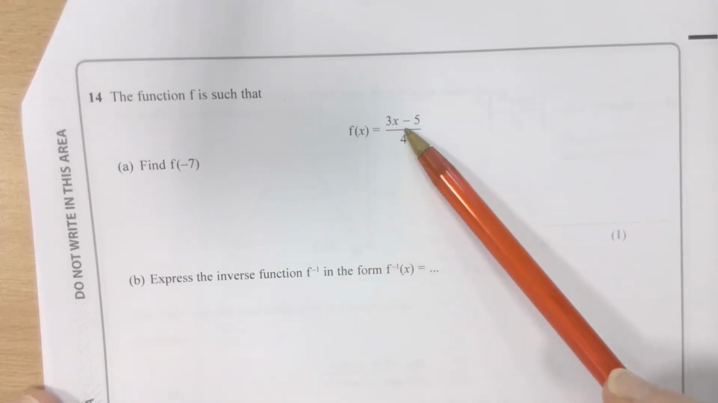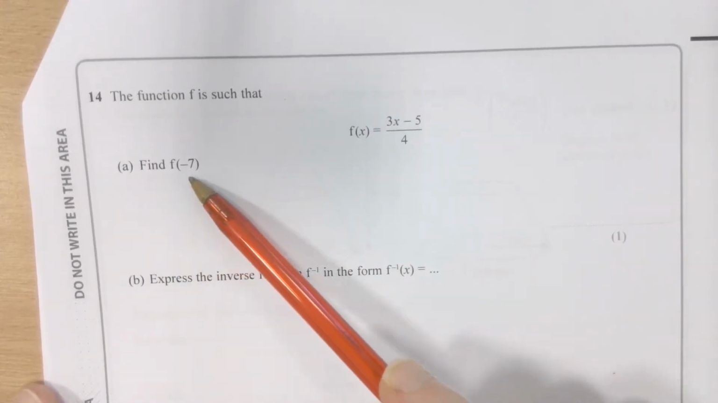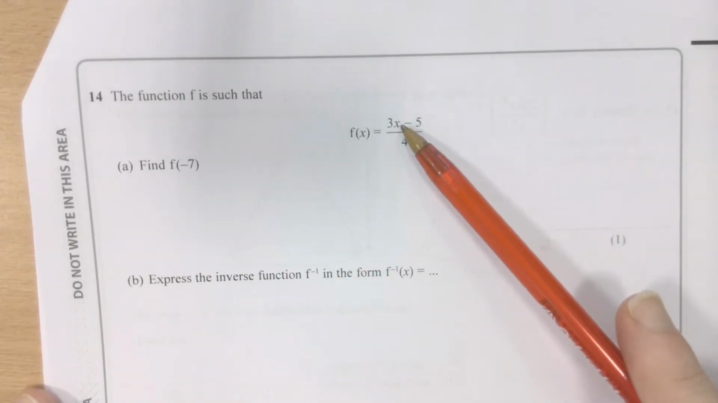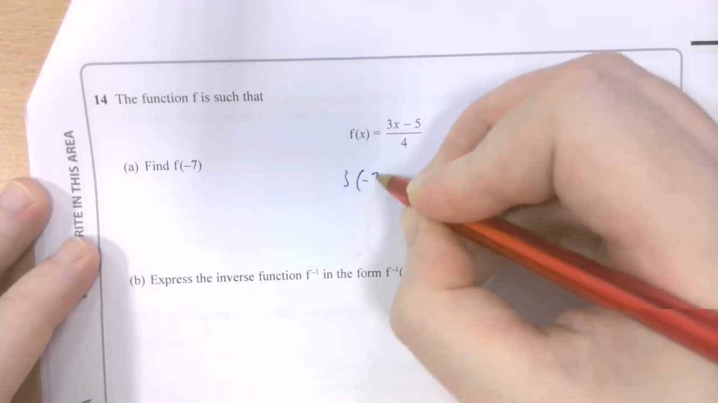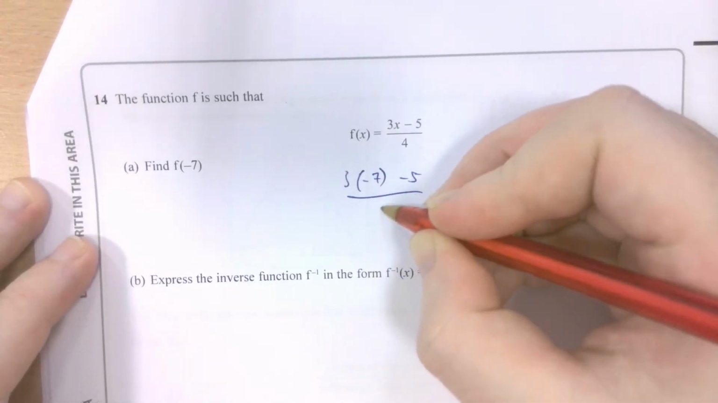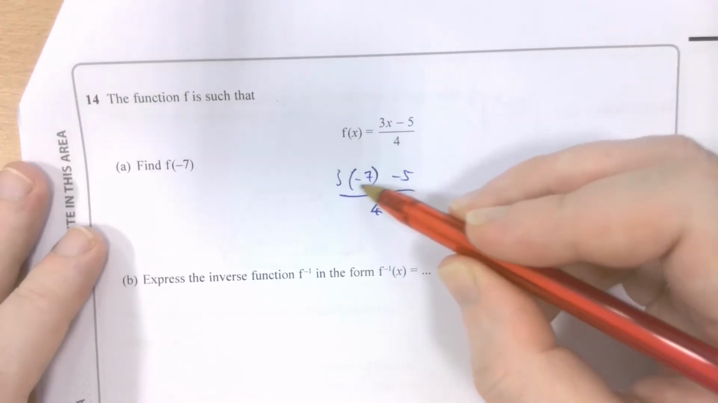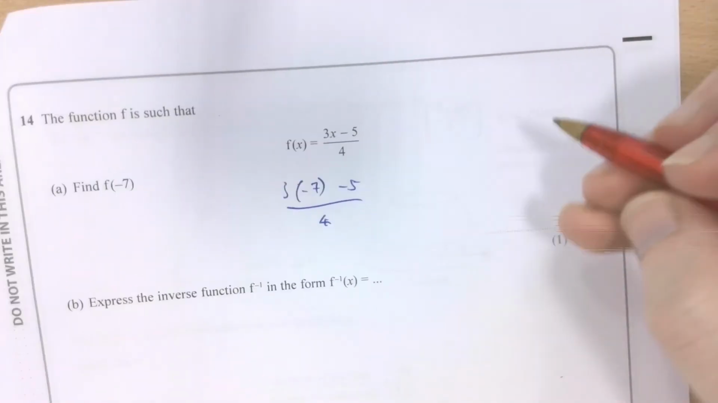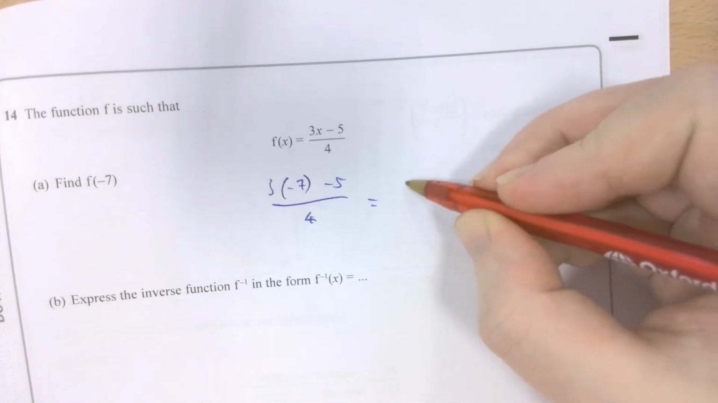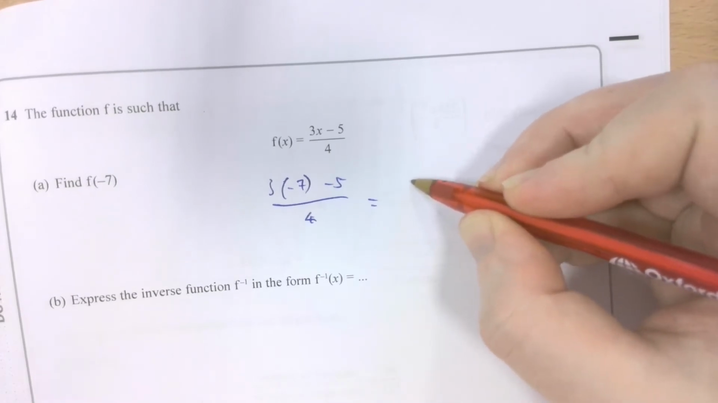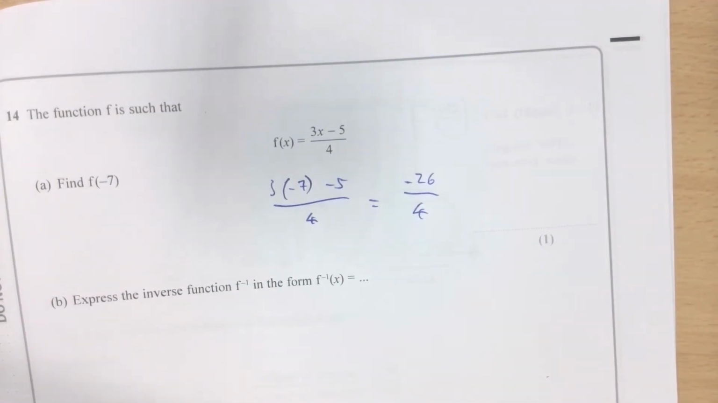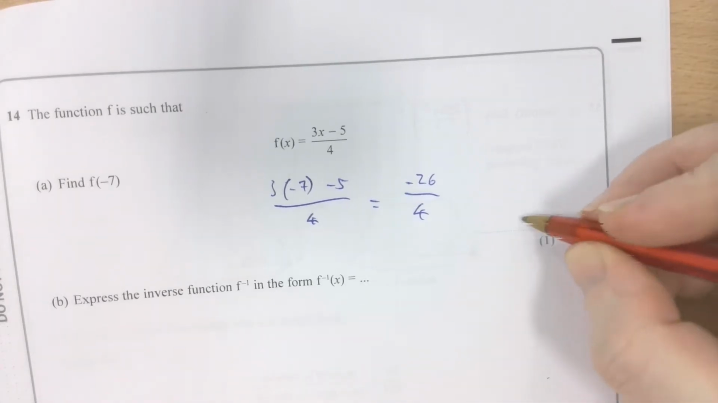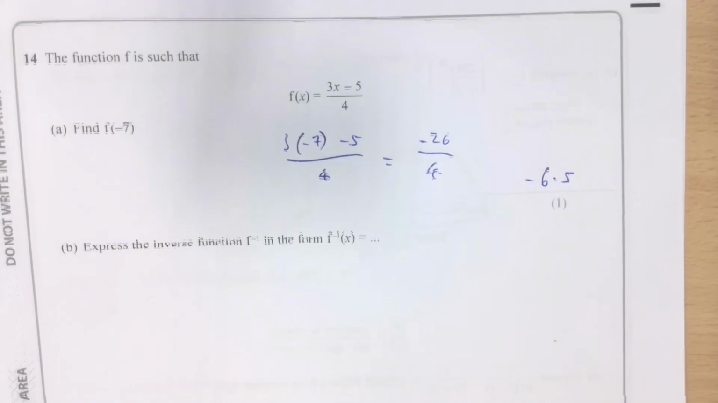So the function is f(x) = (3x − 5)/4. Find f(−7). That means replace x in my function with negative 7 and see what happens. So it becomes (3 times −7 − 5)/4. So 3 times negative 7 is negative 21, take away 5. Negative 21 take away 5 is minus 26 over 4. Negative 26 over 4 is negative 6.5. There, 1 mark.